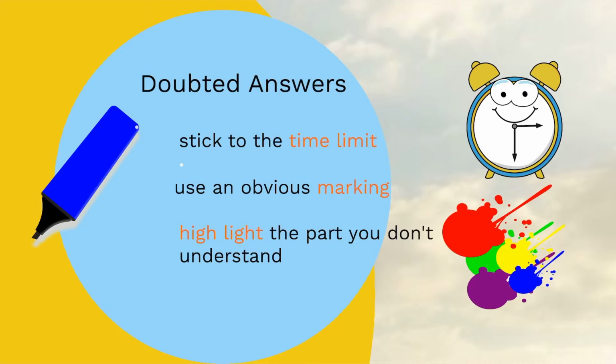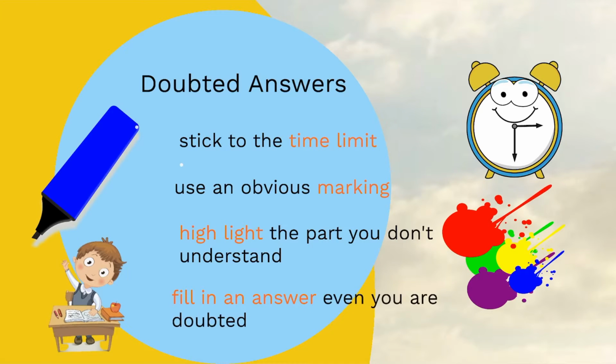That's one thing you could do when you have trouble answering a question. Highlight the part of the question that you don't understand. By doing this, you could sort out your mind. To handle the unsure answers, last but not least, remember to fill in something even if you are unsure about it.